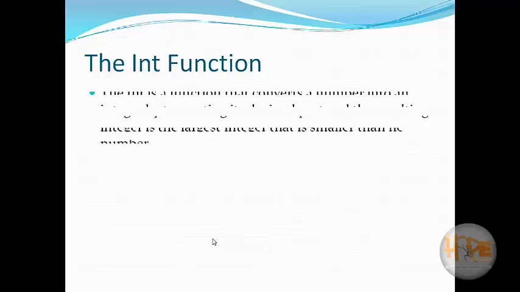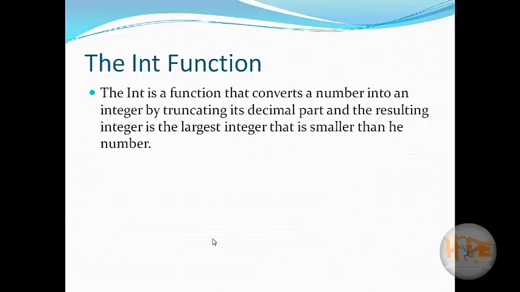Now let's see the integer function. The int, which is the integer function, converts a number into an integer by truncating its decimal part, and the resulting integer is the largest integer that is smaller than the number. For example, if we want to convert 2.4, which is a float value, into an integer, then we can write int in brackets. We pass the value and store it in a particular numeric variable, and it will return 2. So this is the integer function.